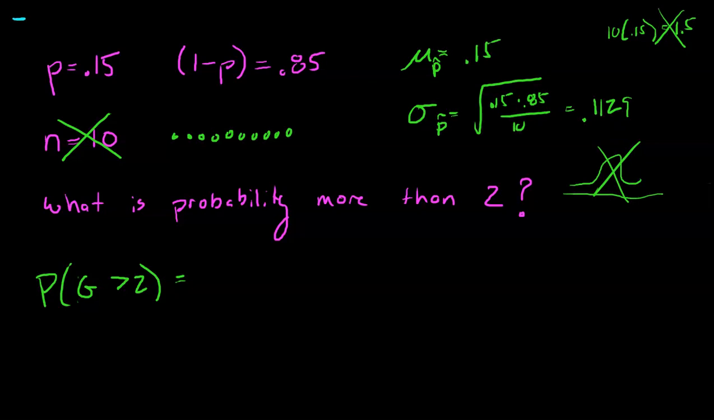I need to find the probability that there's 3 out of 10, 4, 5, 6, 7, 8, 9, or all 10. That's actually a lot of work. I'm going to choose a little safer route here. I'm going to find the probability that there's 2, 1, and 0, because that's what I don't want. I don't want 2, 1, or 0. I want more than 2: 3, 4, 5, 6, 7, 8, 9, 10.